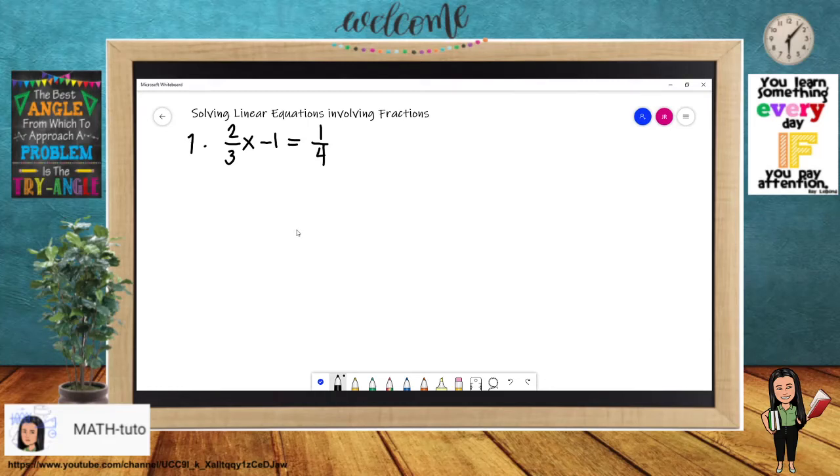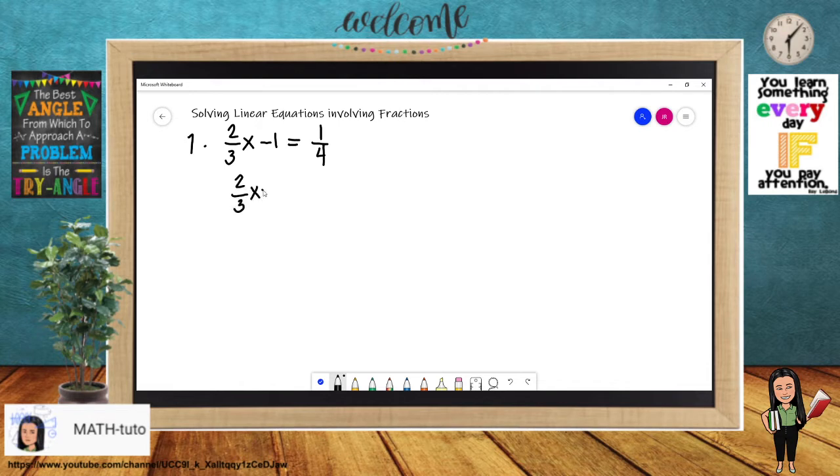Hello everyone! So in this video, we are going to solve linear equations involving fractions. Let us try it with this example. So 2/3 x minus 1 is equal to 1/4. First, we isolate x. We add 1 to both sides of the equation.